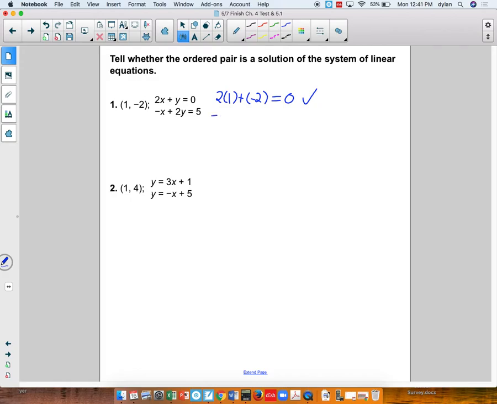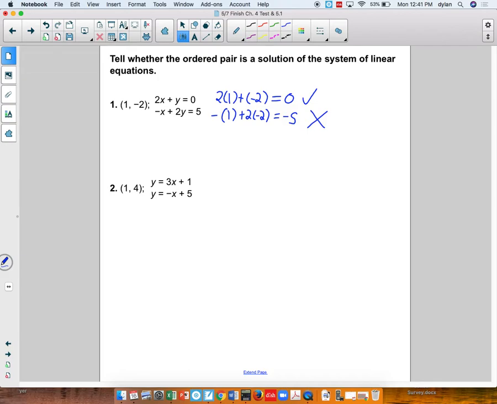Negative x, so negative 1 plus 2 times negative 2. Well, that equals negative 1 plus negative 4, which is negative 5. However, negative 5 is not 5. So in this case, the ordered pair 1 comma negative 2 works for one equation, but not the other.